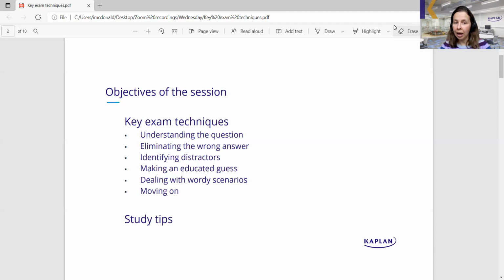At the end, we're going to introduce ourselves to a few study tips that will help us to keep ourselves on track and progress in the right direction. So let's now look at those techniques one by one, and we're going to use a variety of different questions to demonstrate how those techniques work.